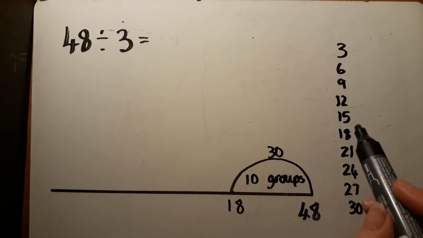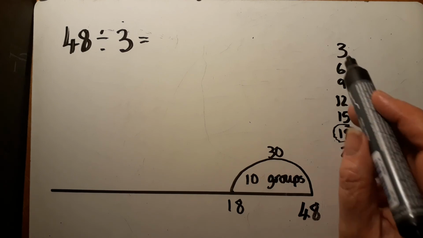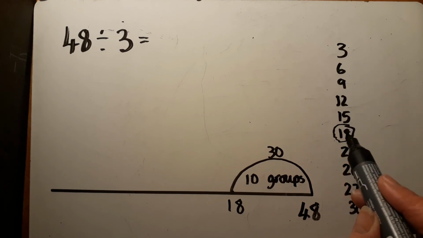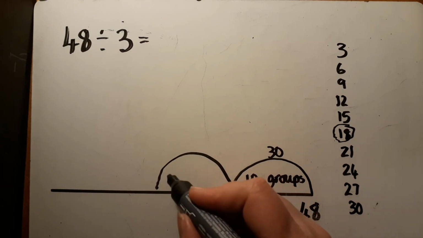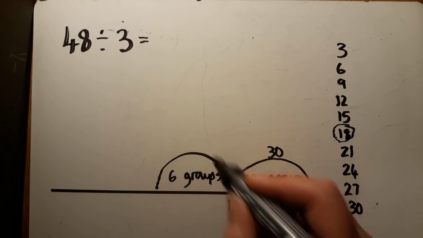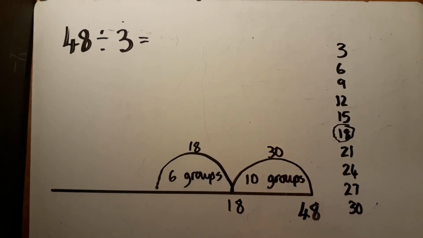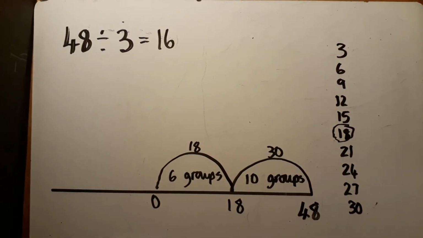Okay, and 18 is a multiple of 3, and 1, 2, 3, 4, 5, 6 groups of 3. So we've got 6 groups of 3 is 18. And when I do 18 subtract 18, that gets me to 0, so there is no remainder. How many groups of 3 was I able to make? 10 groups and 6 groups, so 16 groups altogether.